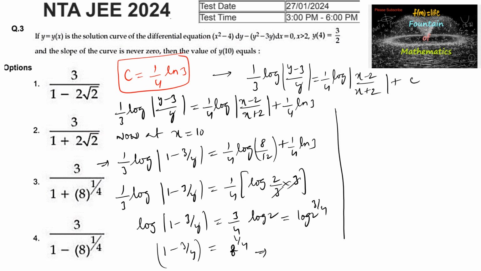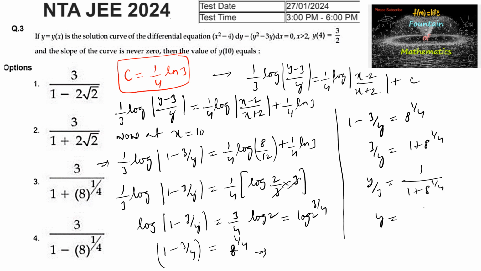Further simplifying, 1 − 3/y = 8^(1/4), or 3/y = 1 + 8^(1/4), or y/3 = 1/(1 + 8^(1/4)), or y = 3/(1 + 8^(1/4)). So y at x = 10 is 3 divided by 1 plus 8 to the power 1/4, which is the answer, option C.